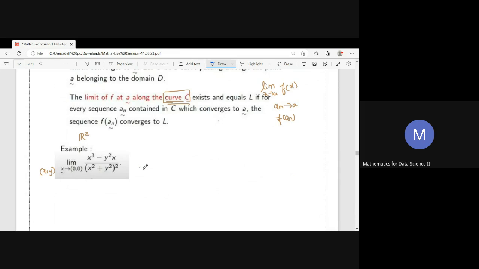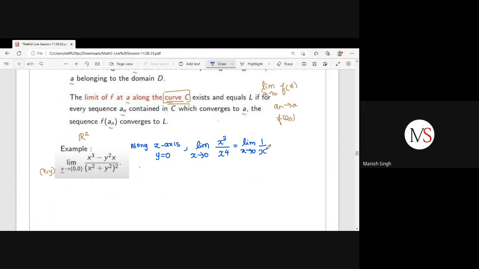How can we find it? Instead of directly finding the limit, we can find what happens to the limit along some specific curve. For example, what happens to this function along the x-axis? Along the x-axis, what is the value of y? 0. If y is 0, then what happens to this term? x cubed by x to the power 4, and this is 1 by x.